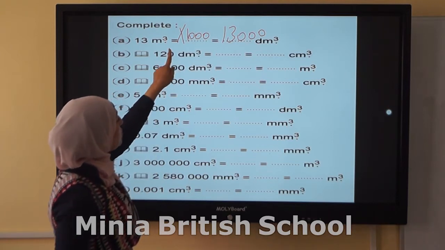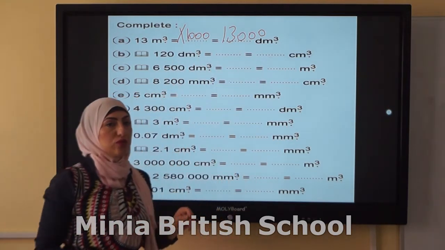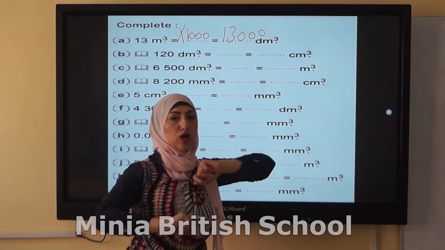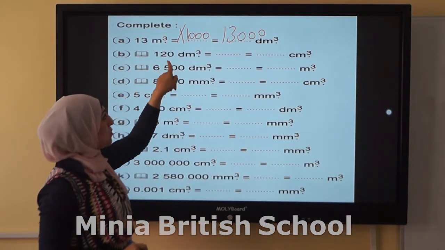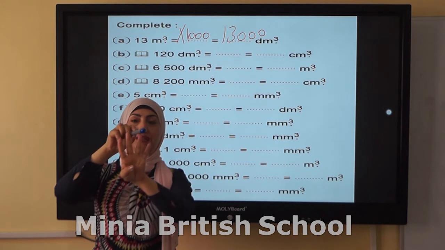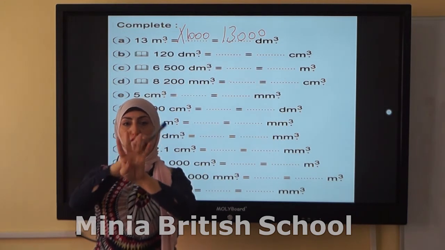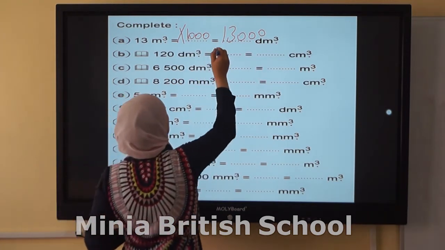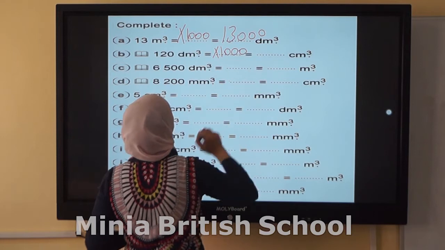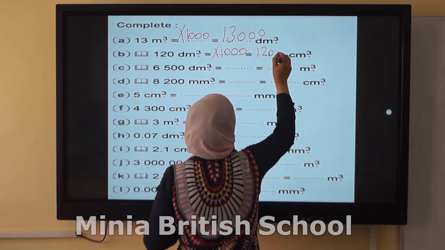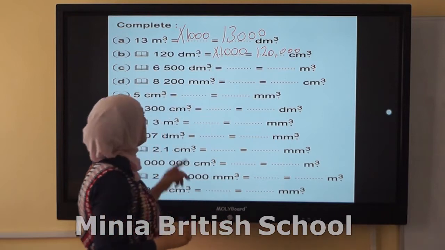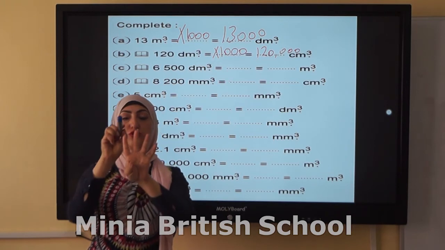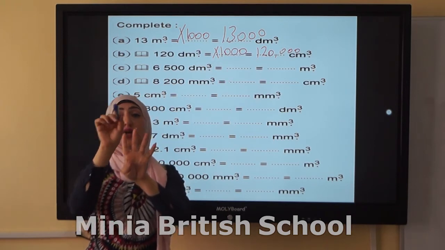The next one, 120 cubic decimeter. I want to convert from decimeter to centimeter, from larger unit to smaller one, so I will multiply. Multiply by what? By 10 for decimeter and centimeter. So in the cubic, 1,000, times 10 times 10. So here times 1,000, so 120,000.